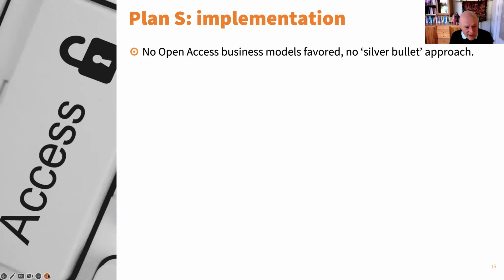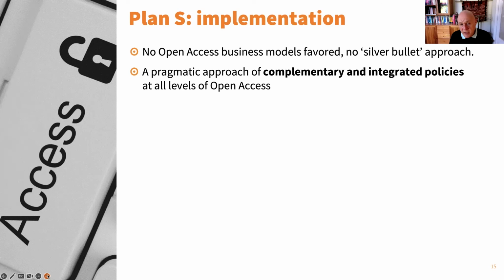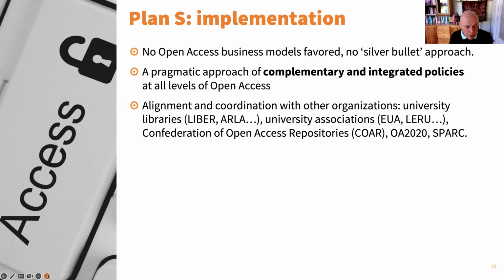In terms of Plan S implementation, what is important to know is that we do not favor any particular business models. We just want all those business models to be in line with open access. We also don't think there is one silver bullet approach to open access. Many people say, well, if you simply ditch the commercial publishers and do this or that, then paradise on earth will arrive immediately for all researchers. But we do not believe that is possible. We believe in a gradual transition with various complementary and integrated policies and all levels of open access. So it's a very pragmatic approach rather than a utopian approach.